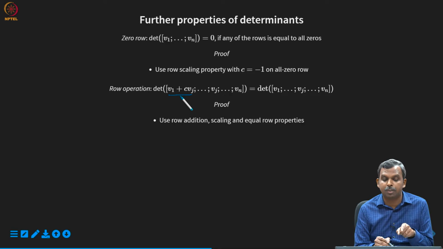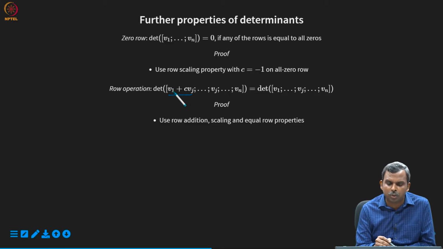So for this particular row operation, where you do one row plus c times another row, I put v1 here, but nothing is sacred about v1. It could be vi. You take the ith row and add c times the jth row, vi plus c times vj. Also, the determinant does not change. It remains the same when you do this row combination.